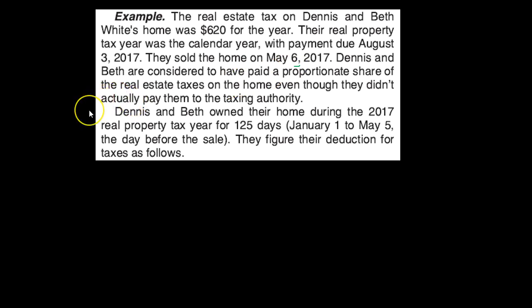Dennis and Beth are considered to have paid a proportionate share of the real estate taxes on the home, even though they didn't actually pay them to the taxing agency. Dennis and Beth owned their home during the 2017 real property tax year for 125 days. So we're calculating 125 days of the 365 days. So that's going to be January 1st through May 5th. And again, we're just counting up the days. You obviously remember to take into consideration how many days are in each month. So 31 days in the first month, 28 in the second month, and so on. The days before the sale, they figure their deduction for the taxes as follows.